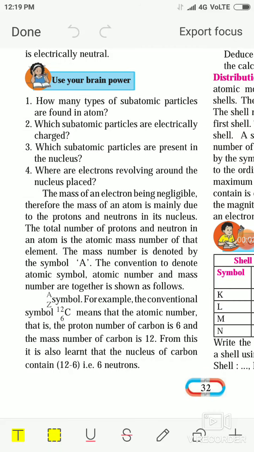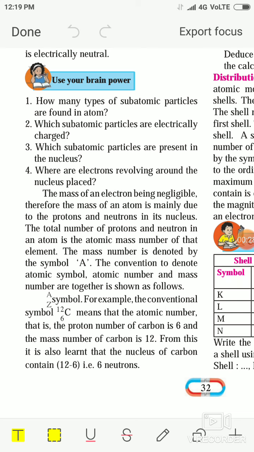Let's answer these questions. The first question is: how many types of subatomic particles are found in an atom? We have seen the subatomic particles of an atom: neutron, proton and electron. Which subatomic particles are electrically charged? Again, protons are positively charged and electrons are negatively charged.